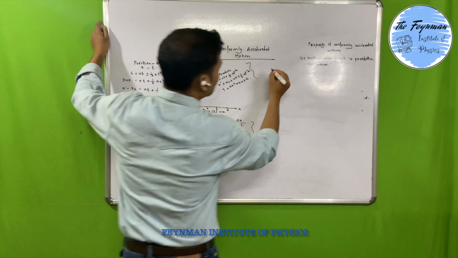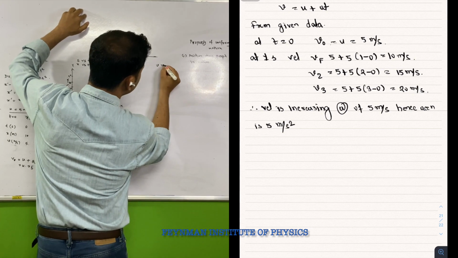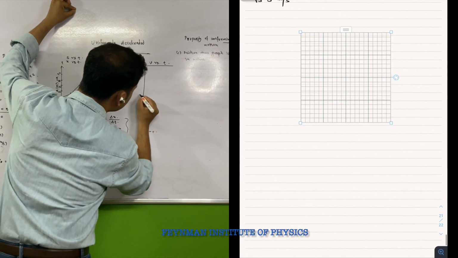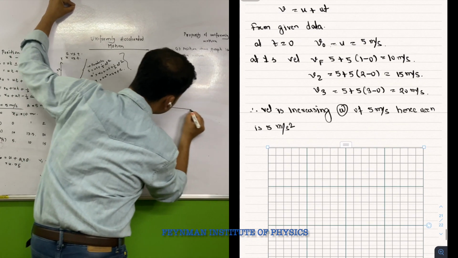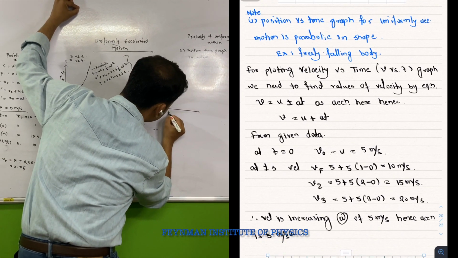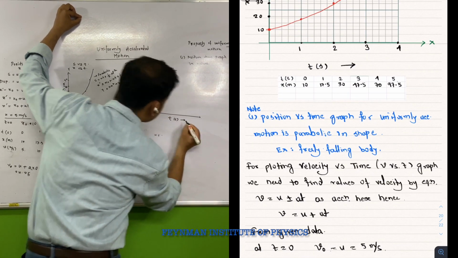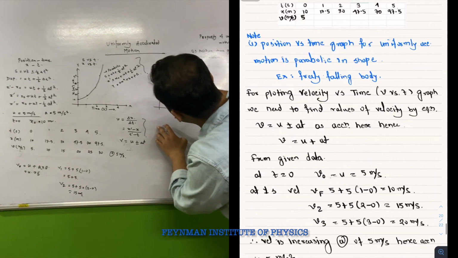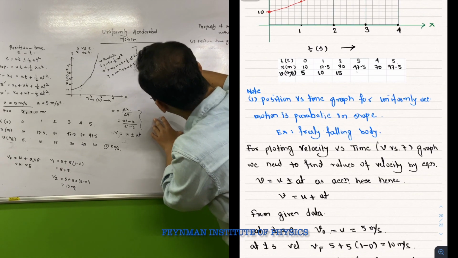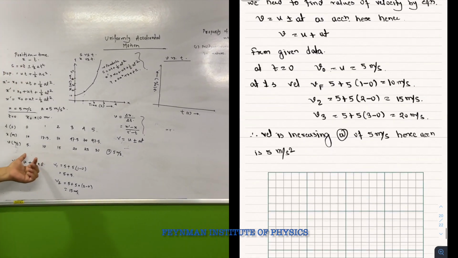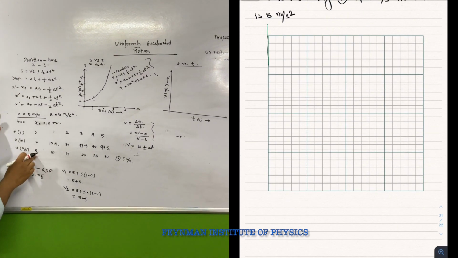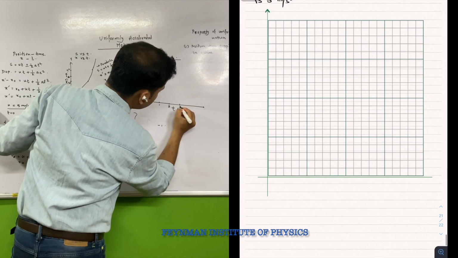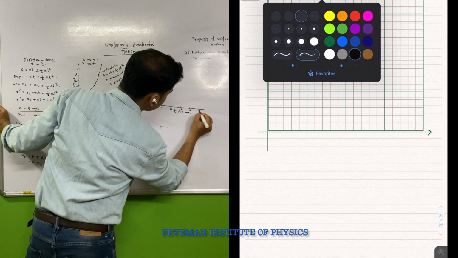So now you can plot the velocity versus time graph. We will plot time t in seconds along the positive x-axis and velocity in meter per second along the positive y-axis. At 0 second the velocity of the particle is 5. Suppose this is 1 second, this is 2, this is 3, this is 4 and this is 5, and so on.